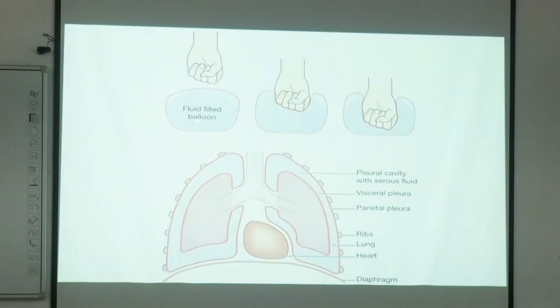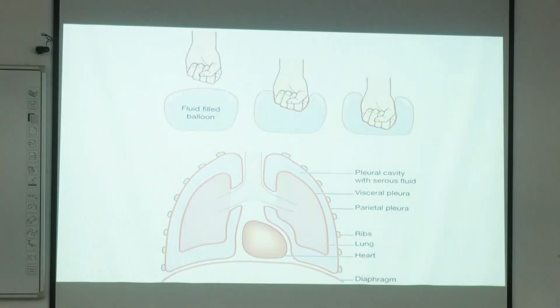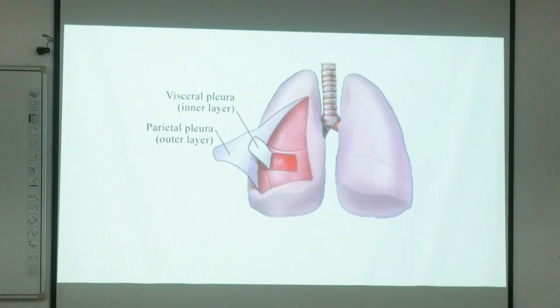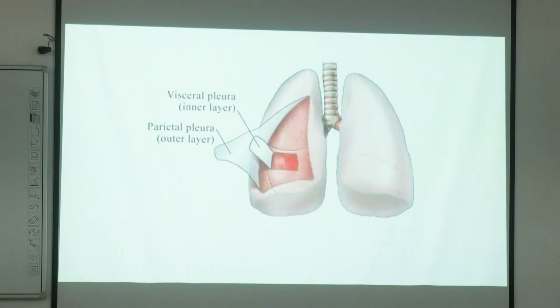See here, the development of pleura has been shown. Pleura, the two layers have been cut open. This is visceral pleura, inner layer. It lines the surface of the lung, and this is the parietal pleura which lines the thoracic wall. Okay.